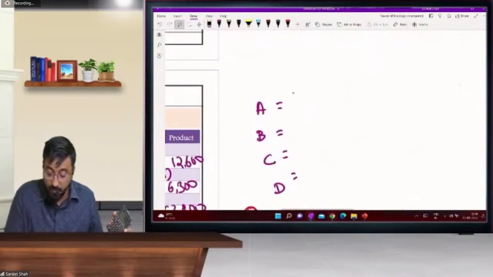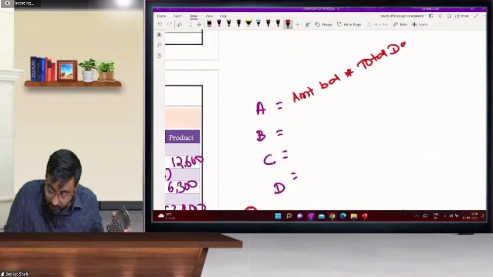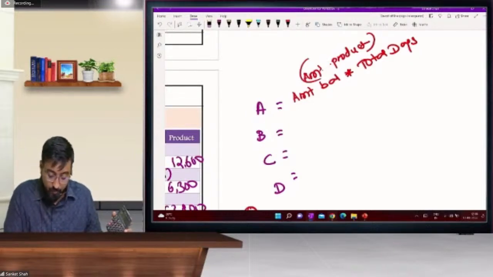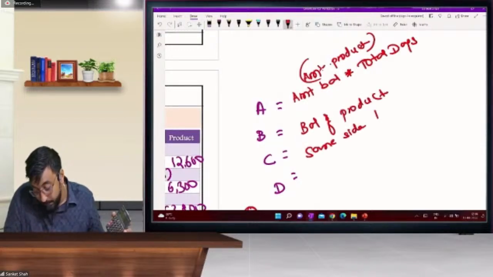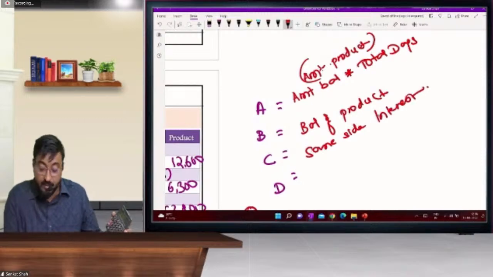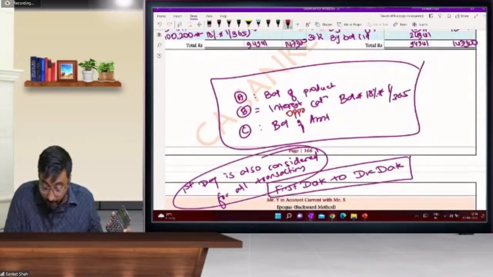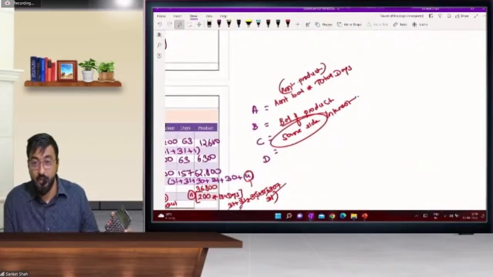So on A, what did I write? Amount balance into total days, amount into product, amount product. Then balance of product. Here on the same side, interest. In Epoch method, same side interest. Here it is opposite side interest, opposite side in forward method. In forward method, only ABC. And in Epoch method, ABCD.